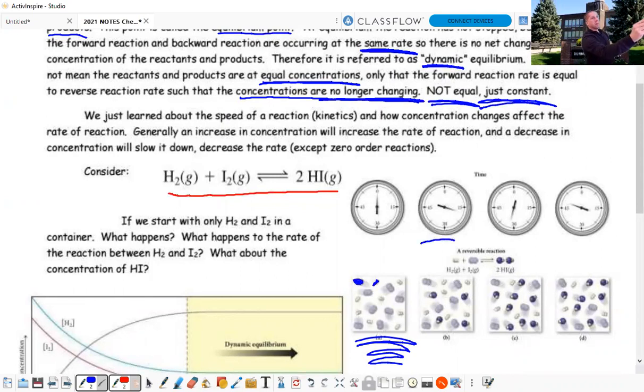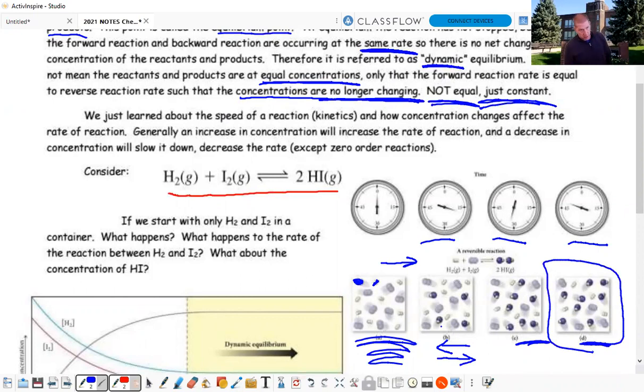So then they say after some time, after more time, after more time, the reaction starts to go in this direction. Well, once it gets here, now you have some products, so now it starts to go in both directions. And then eventually we get to the point where the concentration is no longer changing.